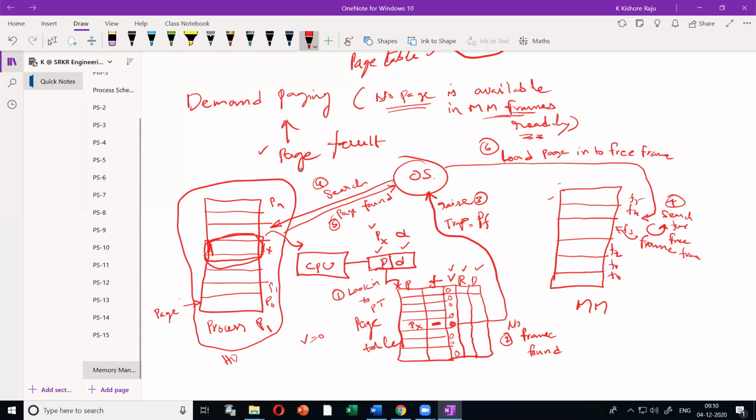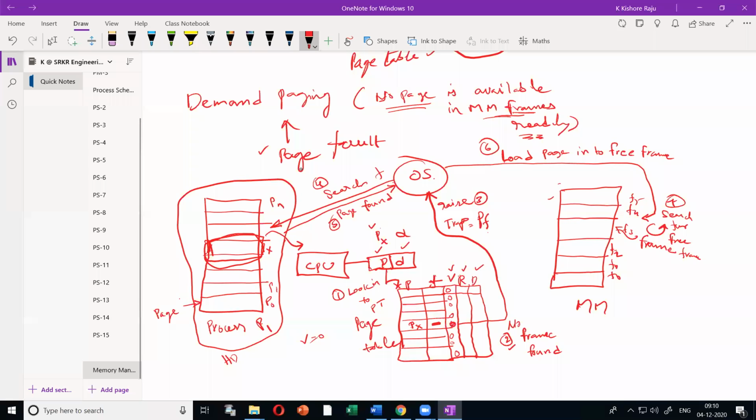So first one, the CPU identifies Px and looks into the page table. That's the first step. Second step, frame number not found. Third step, raise a trap. Once the trap is raised, it is caught by the operating system, and it will search for the requested or demanded page.